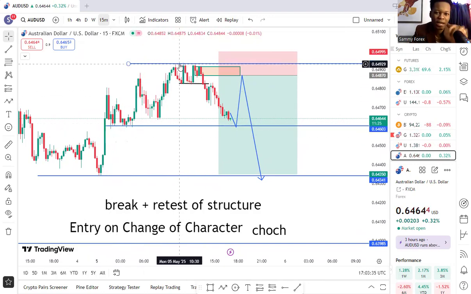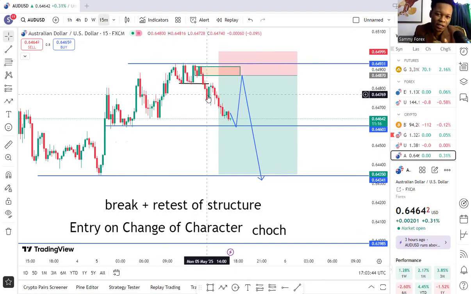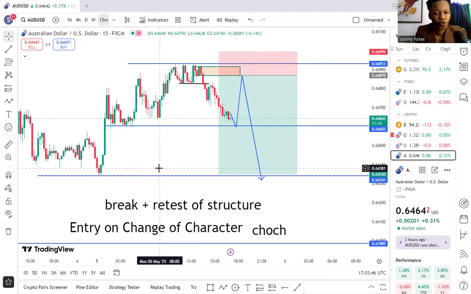Came all the way to this high, gave us multiple rejections as well, telling us that price is not taking down this high. And then what happened? Price came back, changed character, and then continuously went back up.